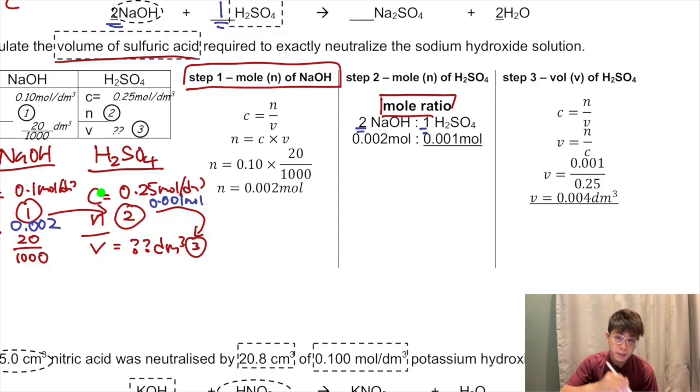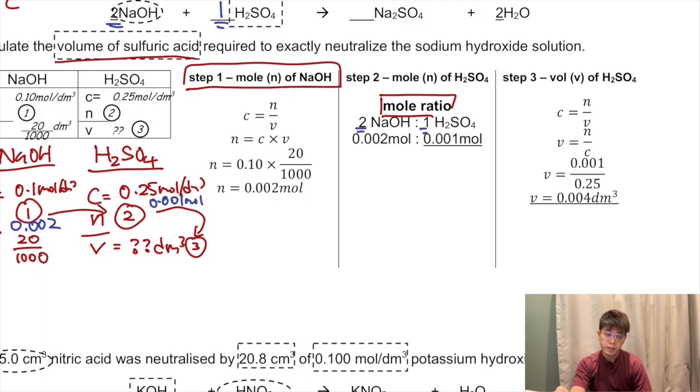So I remember C equals N over V, alphabetical order. And I want to calculate the V. This is the part that can be a bit challenging for some people. If I want to calculate the V, I need to move the V over and move the C down. So therefore V equals N over C. Most students will make mistakes with this arrangement. So V equals the N divided by the C.